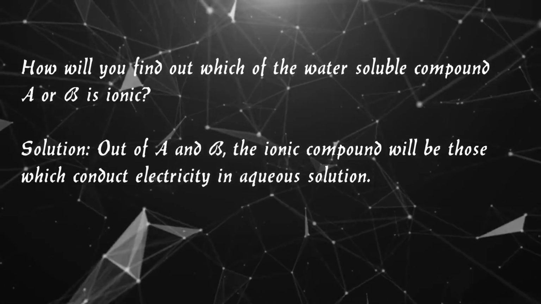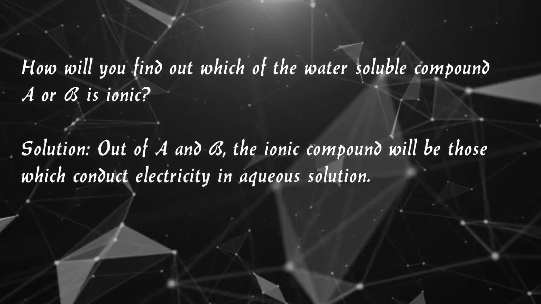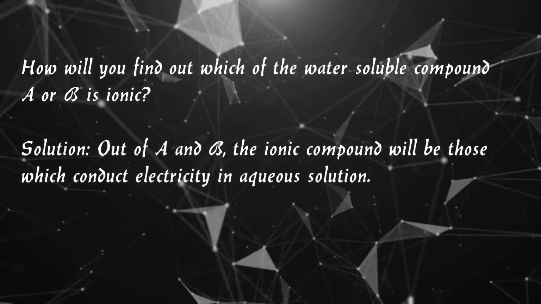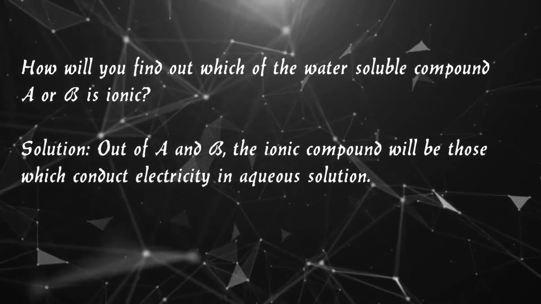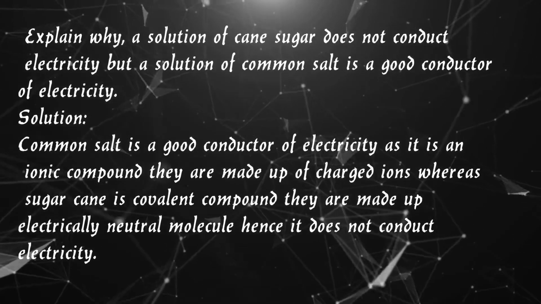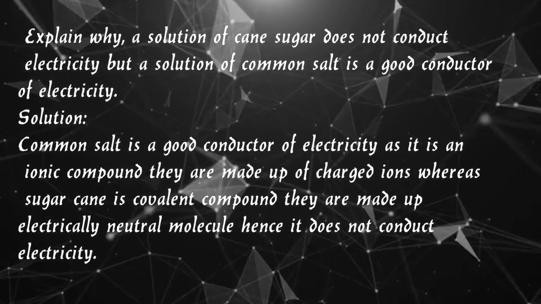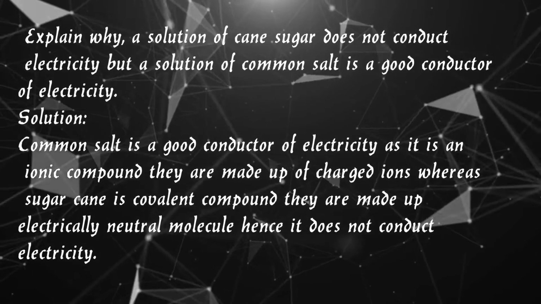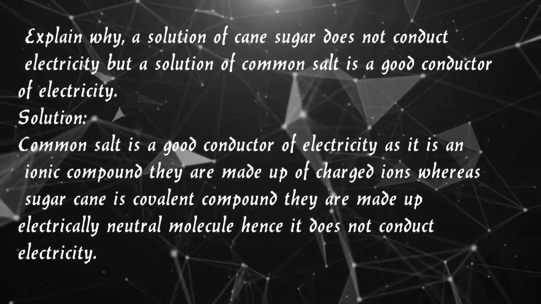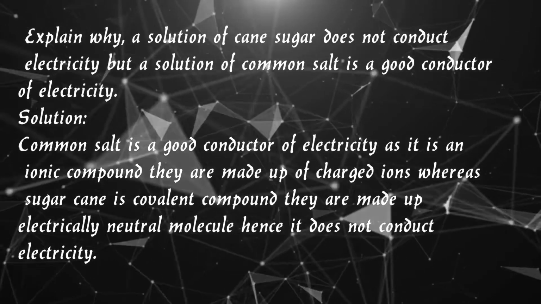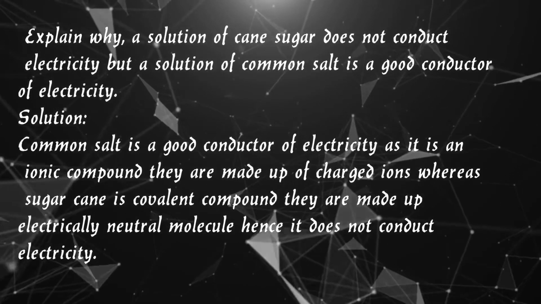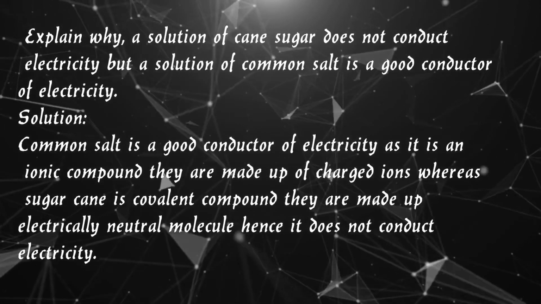How will you find out which of the water-soluble compounds, A or B, is ionic? Solution. Out of A and B, the ionic compound will be the one which conducts electricity in aqueous solution. Explain why a solution of cane sugar does not conduct electricity, but a solution of common salt is a good conductor of electricity. Solution. Common salt is a good conductor of electricity as it is an ionic compound made up of charged ions, whereas cane sugar is a covalent compound made up of electrically neutral molecules, hence it does not conduct electricity.